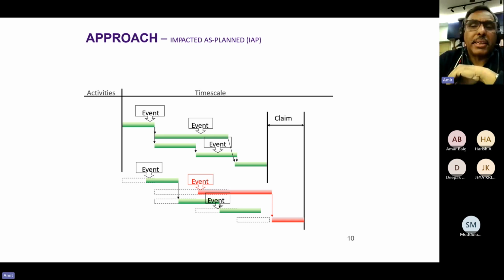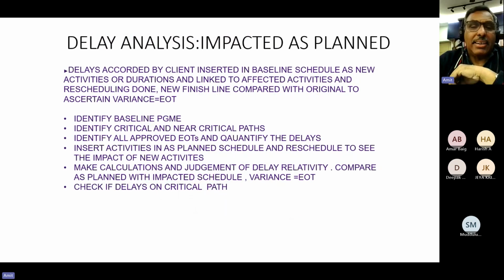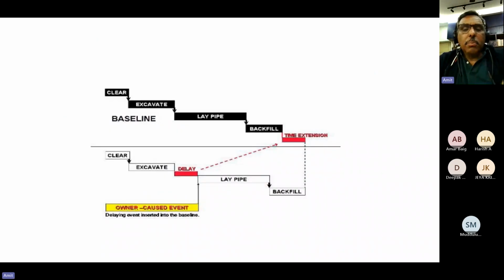So this is called prospective, impacted as-planned. Very simple: an event has occurred. You put it on the baseline and give that much EOT as you anticipate the impact. Now, later on, the actual impact of that event may be more or maybe less. So you cannot reduce it, but you can always increase the EOT.